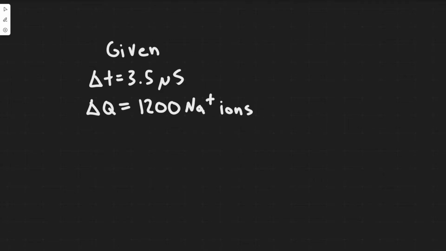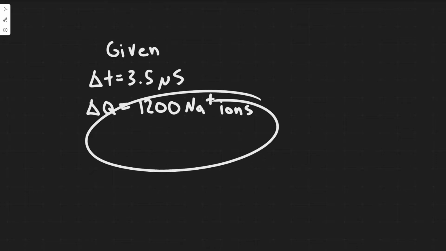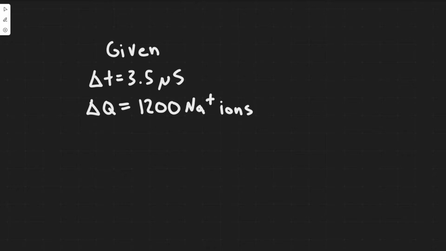So basically in this problem, we're given a change in time, which in this case is 3.5 microseconds. And they also give us charge. They tell us you're having 1200 Na plus ions, so that's basically going to be our charge. And then what we're solving for is the current, so we can just write I equals question mark.